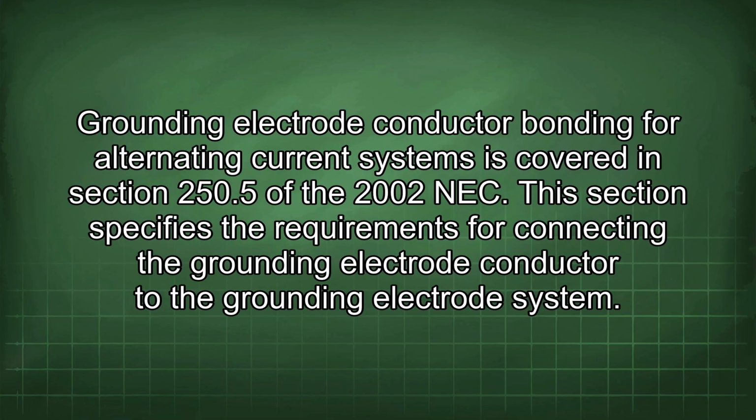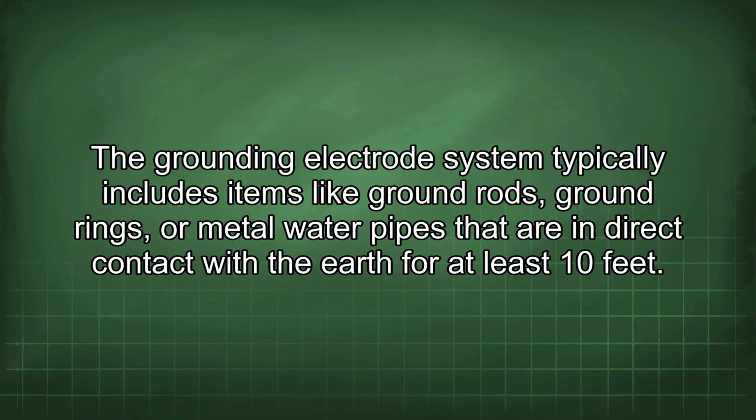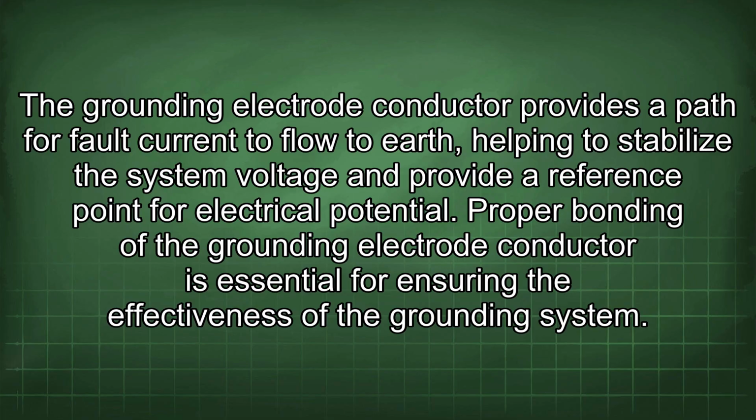Grounding electrode conductor bonding for alternating current systems is covered in section 250.5 of the 2002 NEC. This section specifies the requirements for connecting the grounding electrode conductor to the grounding electrode system. The grounding electrode system typically includes items like ground rods, ground rings, or metal water pipes that are in direct contact with the earth for at least 10 feet. The grounding electrode conductor provides a path for fault current to flow to earth, helping to stabilize the system voltage and provide a reference point for electrical potential. Proper bonding of the grounding electrode conductor is essential for ensuring the effectiveness of the grounding system.